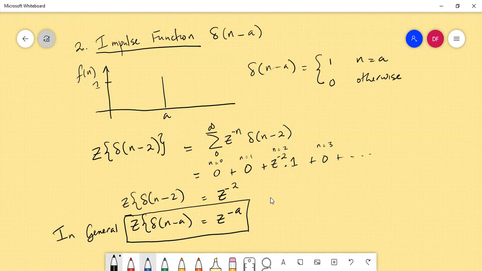Sir, can you explain where you have 0 plus 0 plus z to the minus 2 times 1, right? That line.